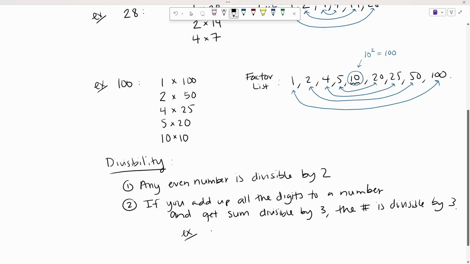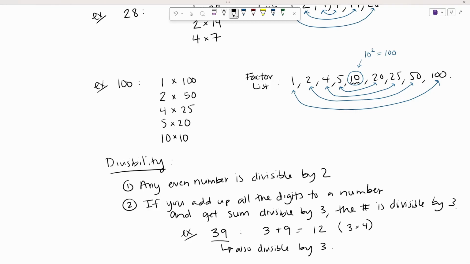Let's do an example. Let's say we look at the number 39. Well, 3 plus 9 is equal to 12. And we know that 12 is divisible by 3 because that's 3 times 4. That means that 39 is also divisible by 3. In fact, it's 3 times 13.